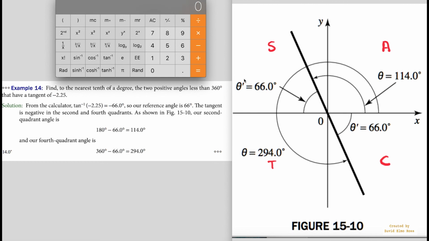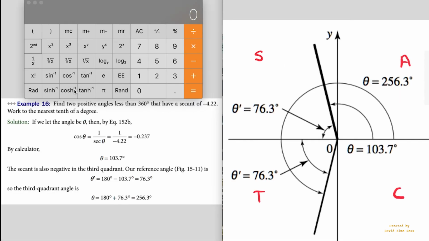Now the other one is 360 minus 66. So let's put in 360 minus 66, and that gives us 294 degrees as the other positive angle that we've got here. And now let's take a look at example 16. It says find two positive angles less than 360 that have a negative secant of minus 4.22.